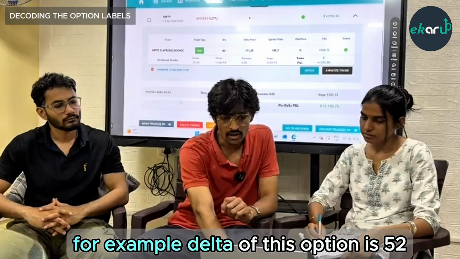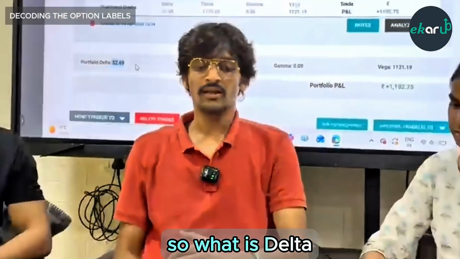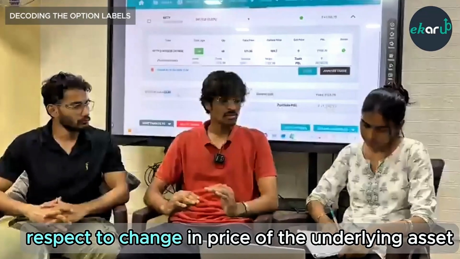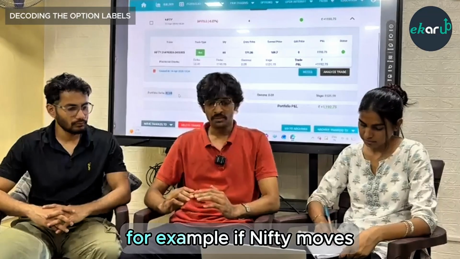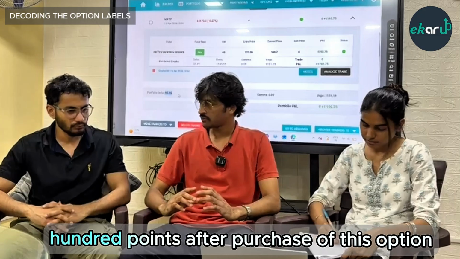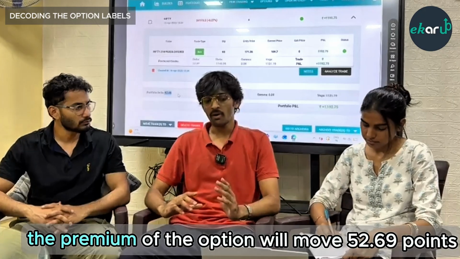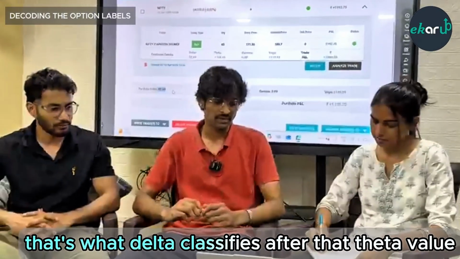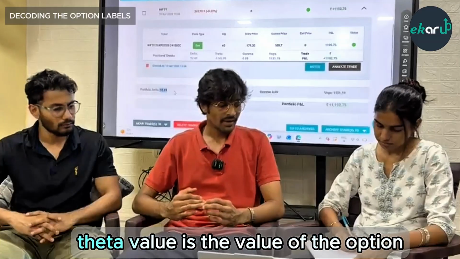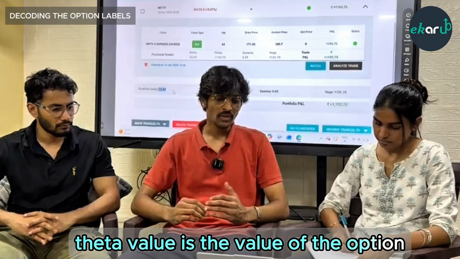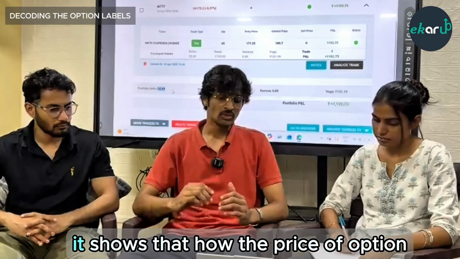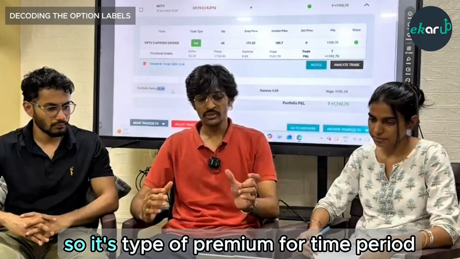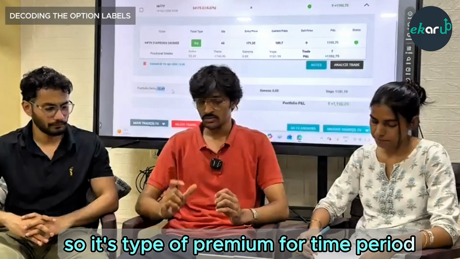For example, delta of this option is 52. So what is delta? Delta measures the change in price of the option with respect to change in price of the underlying asset. For example, if Nifty moves 100 points after purchase of this option, the premium of the option will move 52.69 points. That's what delta classifies. After that, theta value. Theta is also called the time value. It shows how the price of the option will decrease as time passes. So it's a type of premium for the time period.